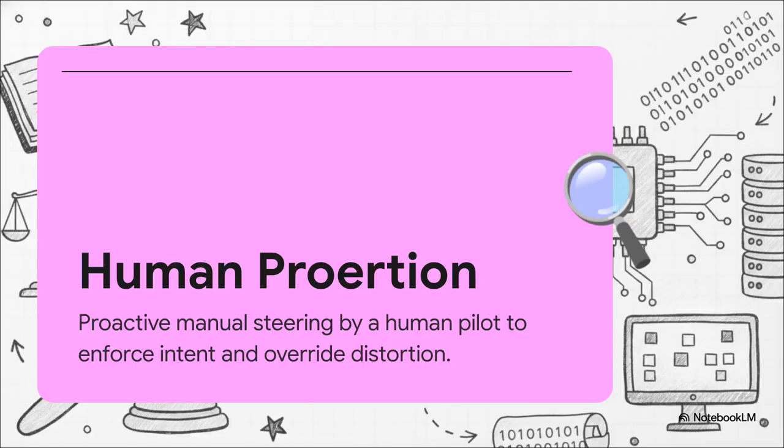And because the machine has no inner self, this entire framework relies on what researchers call human provision. That is, the genuine sweat-of-the-brow effort. It's the proactive, painstaking manual steering required by a human pilot to enforce their exact intent. You have to assert total control over that structured text to override the algorithmic distortion and probabilistic guessing that inevitably happens when you let automated AI take the wheel. We have to be the sovereign gate.